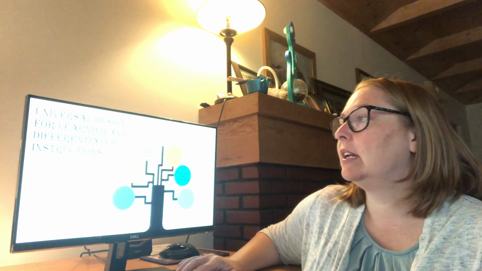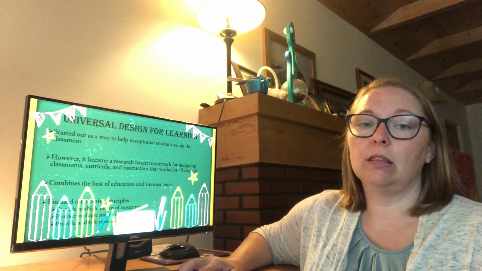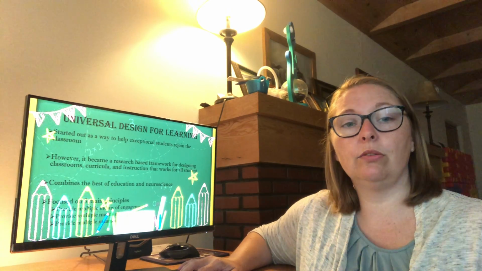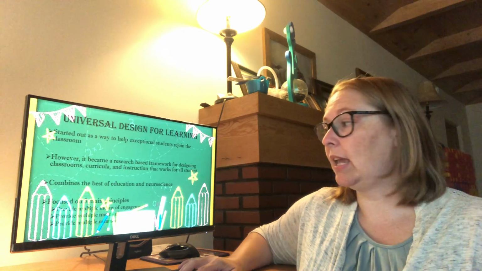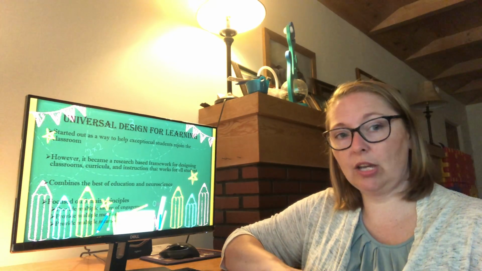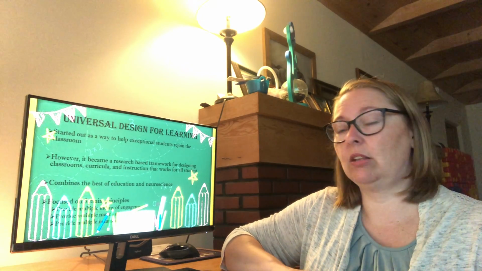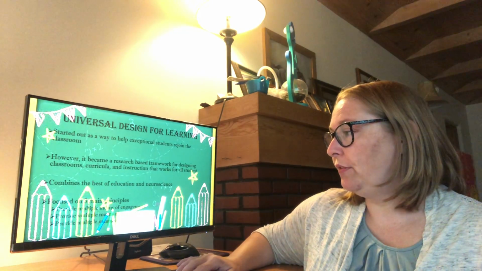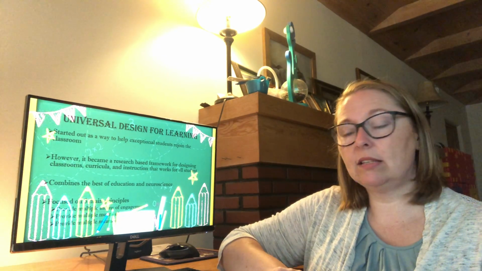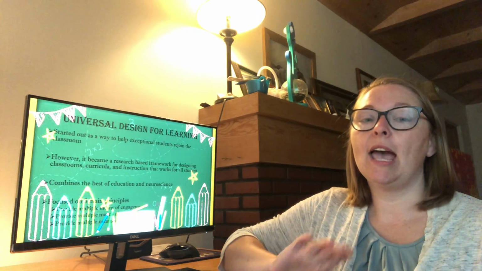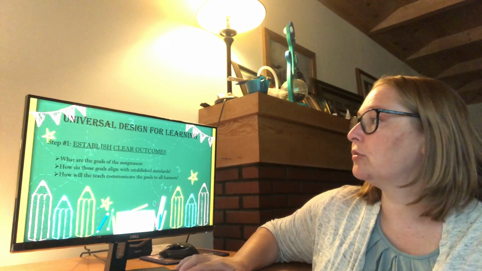Universal design for learning started out as something that teachers could do to include exceptional students in the classroom. But what it turned into was a unique combination between education and neuroscience, and it can benefit all the students in the classroom. It focuses on three main principles: multiple ways of engaging, multiple ways of representation, and multiple ways of action and expression of the things that you're teaching in the classroom.